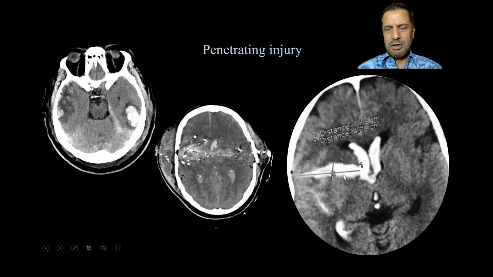And this is some kind of penetrating injury with a knife. And you can see that there is a hematoma all the way along the track and also in the ventricular system.